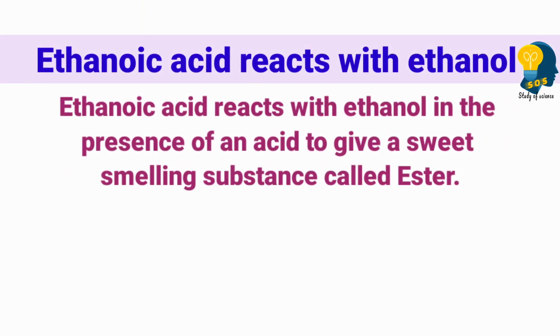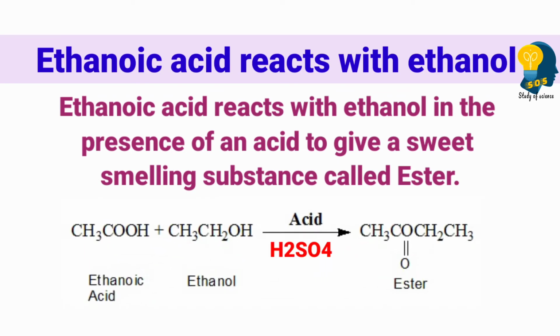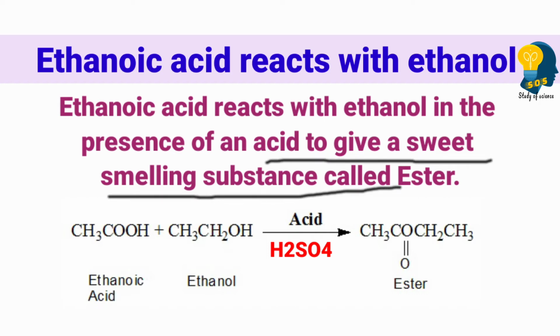If ethanoic acid reacts with ethanol, ethanol is also called as alcohol. If ethanoic acid reacts with alcohol in the presence of an acid, here acid is a catalyst, okay? So it gives a sweet smelling substance which is called as ester. Very important. With respect to examination point of view, this concept is very important.